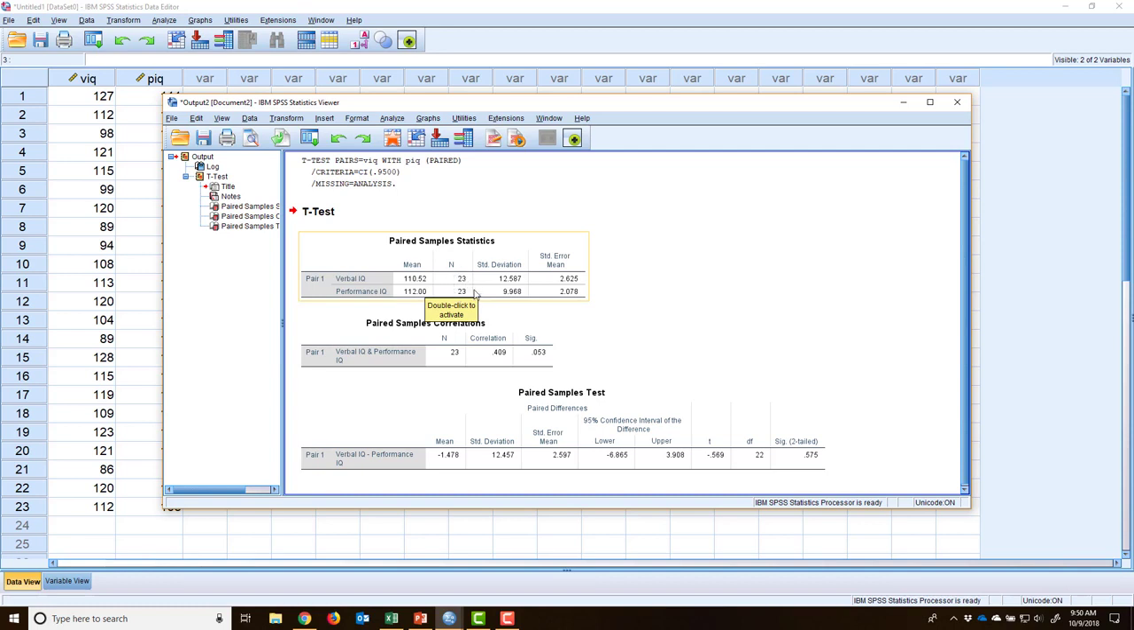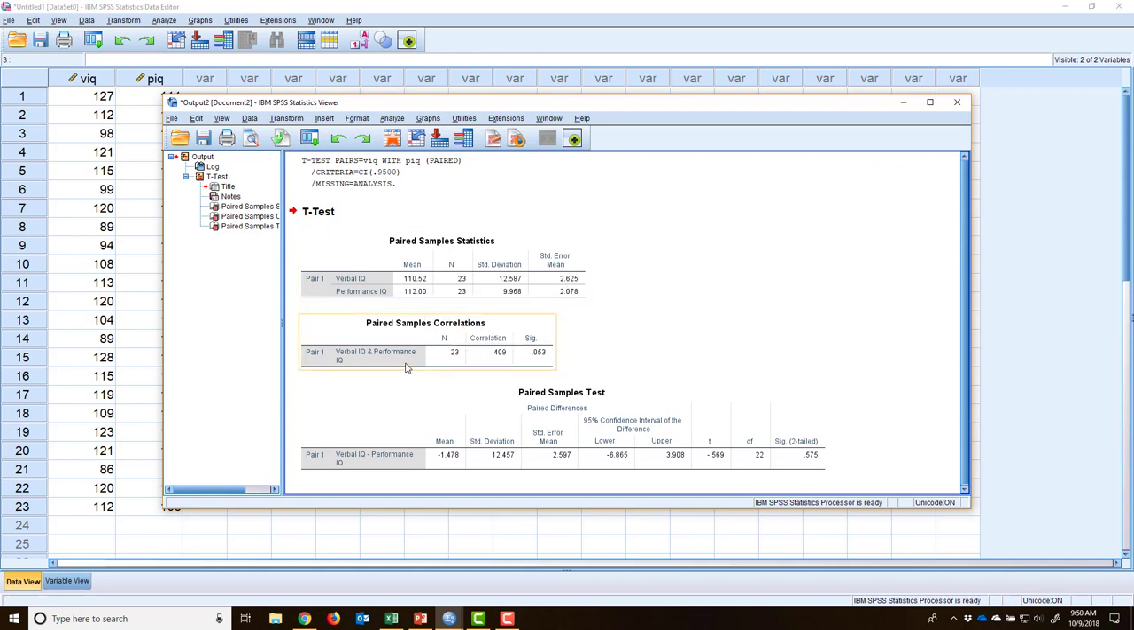We have 23 in our group. Those are the number of participants in our study. The standard deviations are 12.587 and 9.968. And then the standard error of the mean is 2.625 or 2.078. Standard error of the mean. So that's what we could expect by chance, right?